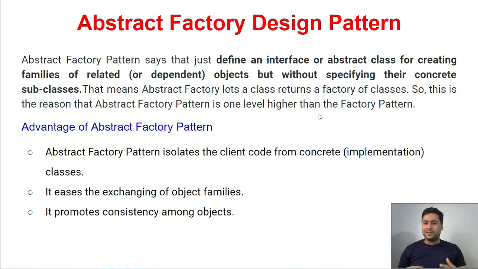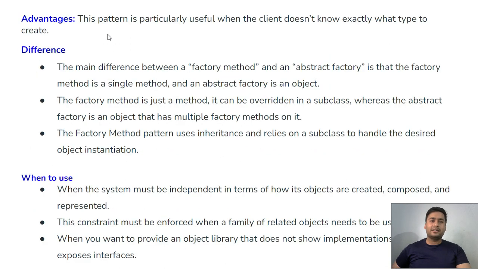So I already told you: you have to understand the factory design pattern before coming to the abstract factory design pattern. The advantage is that the abstract factory pattern isolates the client code from the concrete implementation classes. It eases the exchanging of object families, and it promotes consistency among the objects. This is the basic definition and the advantage. The pattern is particularly useful when the client does not know exactly what type of object we are creating and how we are creating it.